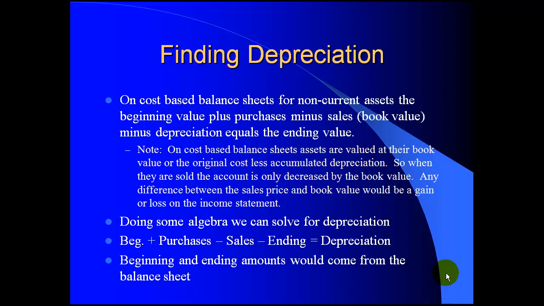Doing some algebra, we can solve for depreciation, and we get beginning plus purchases minus sales minus the ending value equals depreciation. So beginning and ending amounts would come from the balance sheet, and then we'd have to have additional information on purchases and sales. If you think about your Excel file, the beginning and ending amounts would have already been entered into the balance sheet, but we would have to have places to enter new numbers for purchases and sales.